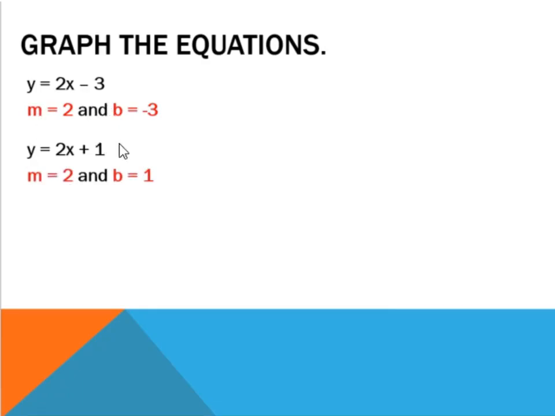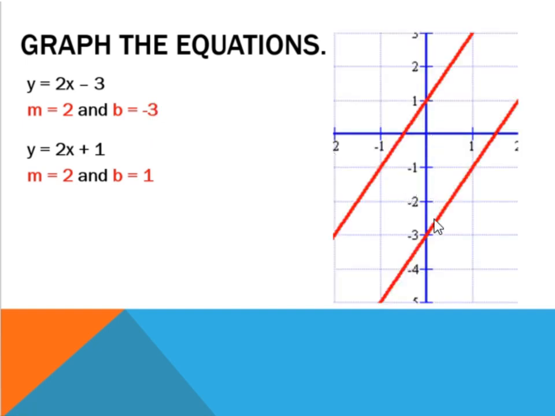Pagka ginraph natin itong line na to, una nating igagraph ay yung y-intercept. Sa equation 1, ang y-intercept ay -3. So, 0, -3, ito ang y-intercept, unang point ng equation 1. Para naman sa second point ng equation 1, gamit natin ang slope na 2, ibig sabihin, 2 ang rise at ang run ay 1. So count 2 units upward, and 1 unit to the right. Ang second point na equation 1 ay nasa 1, negative 1.